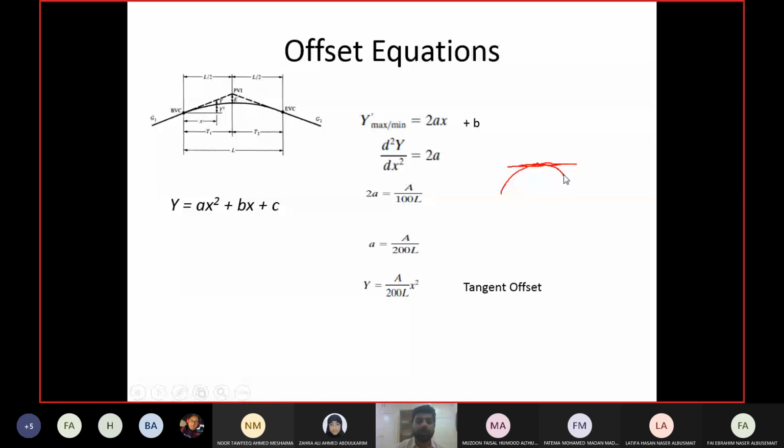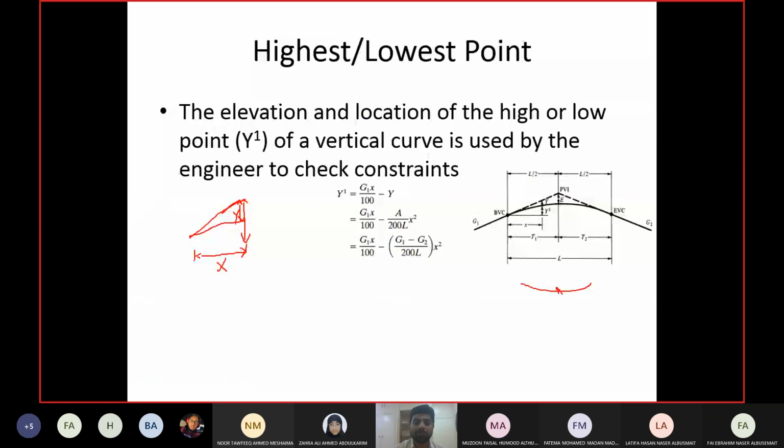So for the highest point or the lowest point of any curve, the slope is equal to 0. So you will find out the slope of the curve. Slope means take the derivative. So take the derivative of this equation and then put it equal to 0. Why equal to 0? Because the slope at the highest point or the lowest point will be equal to 0.